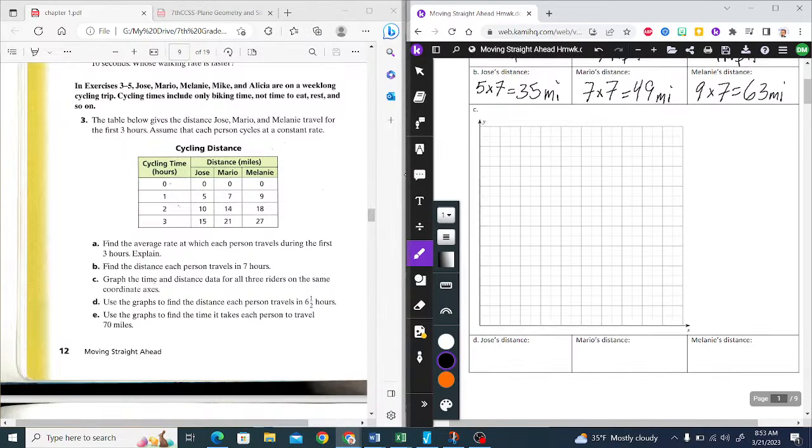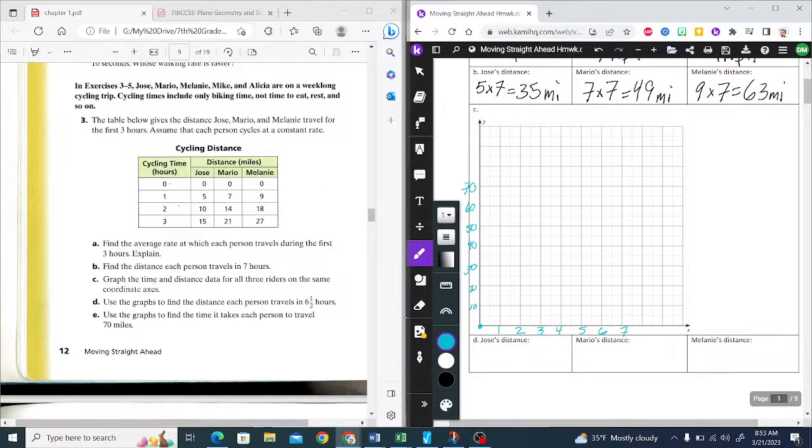Letter C says graph the time and distance data for all 3 riders on the same coordinate axis. So we'll do that. We'll start with Jose. Jose, we have a 0, 0, and then we're going to go up by, we'll go 1, 2, 3, 4, 5, 6, 7. I'm going to go out 7 because I know that I was asked for distance for 7, so I might as well go out 7. I also know that in the next question, it says that we're going to find the distance for 6.5 hours. So then I'm going to go up by 10s here, 10, 20, 30, 40, 50, 60, 70.